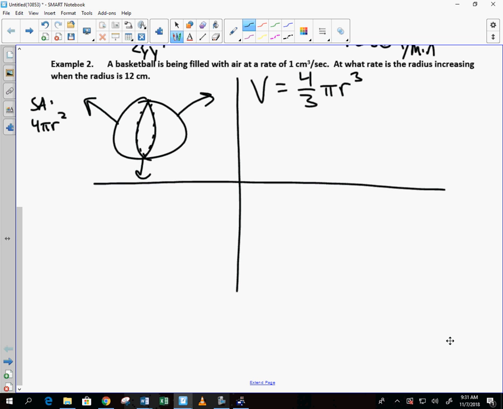So, what do we know and what don't we know that we want to know? Okay, so we don't know r prime. What do we know? What is r? All right, what else do we know? V prime. Very good. V prime is 1. Derivative with respect to time of V equals 4 over 3 pi r cubed.